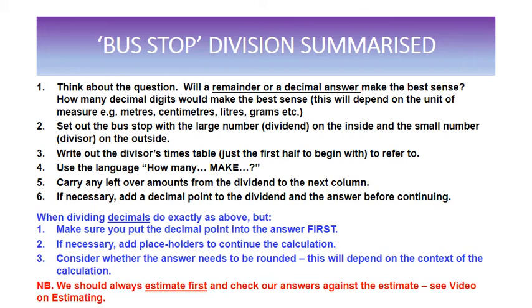Carry any leftover amounts from the dividend to the next column. And if necessary, add a decimal point to the dividend and the answer before continuing. When you're dividing decimals, you do exactly as above, but make sure you put the decimal point into the answer first. And if necessary, add placeholders to continue the calculation. Consider whether the answer needs to be rounded, and this will depend on the context of the calculation. And again, we should always estimate first and check our answers against the estimate. So if you need help with that, please have a look at my video on estimating and rounding.